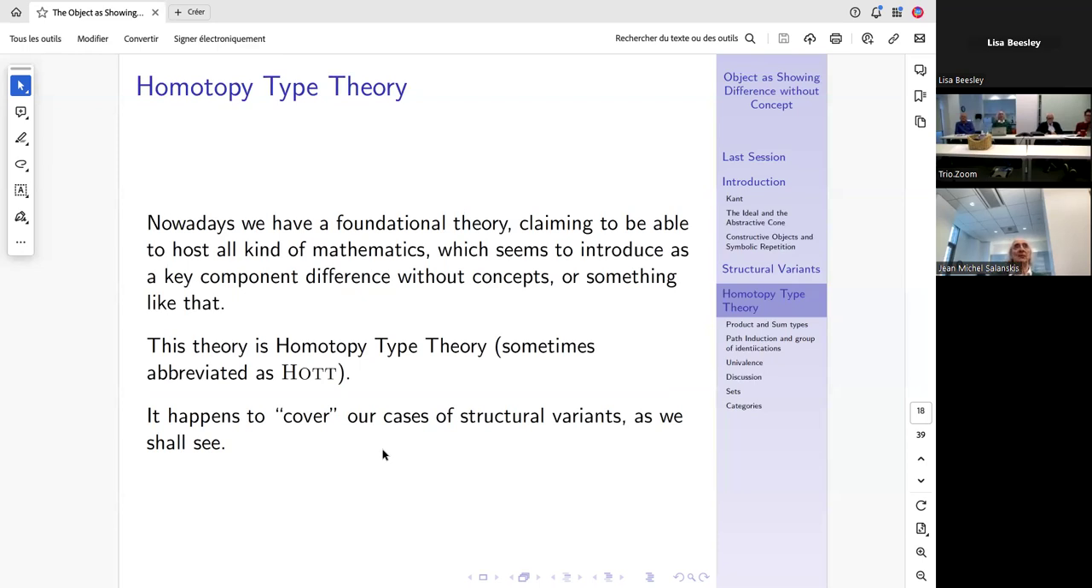Because it seems that we have nowadays a kind of foundational theory, which claims to be able to host all kinds of mathematics, and which seems to introduce as a key component difference without concepts or something like that. But I'm not sure of it, so I'm going to give you the reasons why it seems to me to introduce the notion of difference without concepts, homotopy type theory. I'm not sure of it, so maybe you will show me how I should understand better homotopy type theory. First, homotopy type theory seems to cover our cases of structural variance. We shall see that.